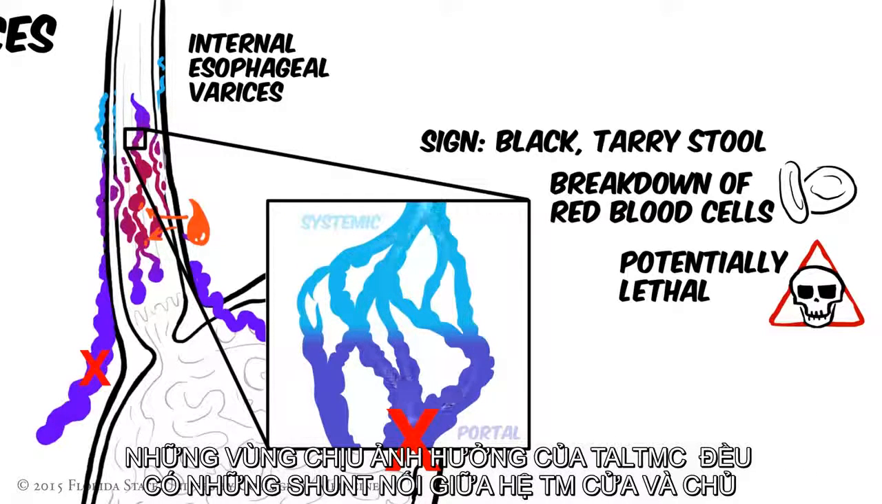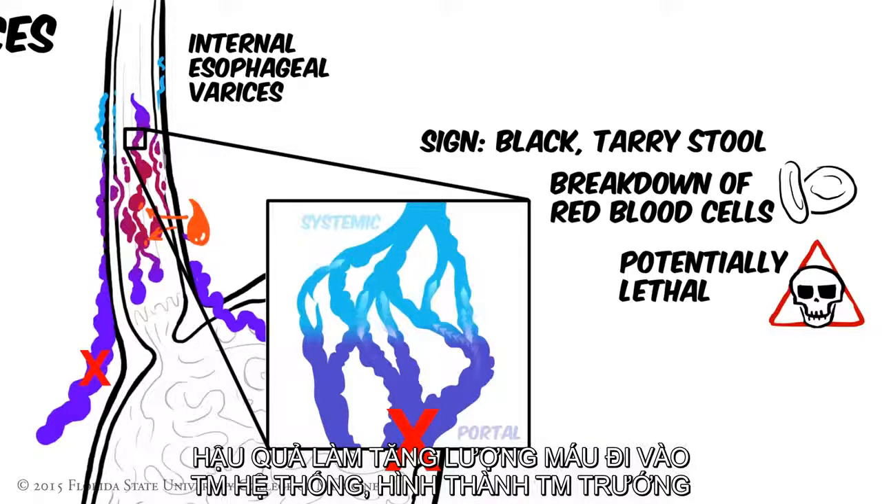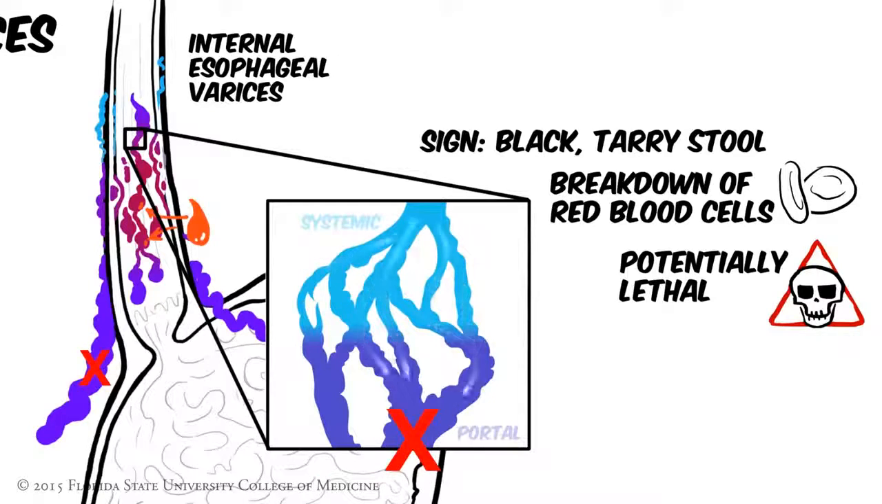Regardless of the region, though, the underlying process is the same. Increased pressure in the portal system shunts portal blood to systemic veins, and the subsequent increase in volume passing through the systemic veins causes the formation of varices. Now let's look at two other portosystemic anastomoses, caput medusa and anorectal varices.